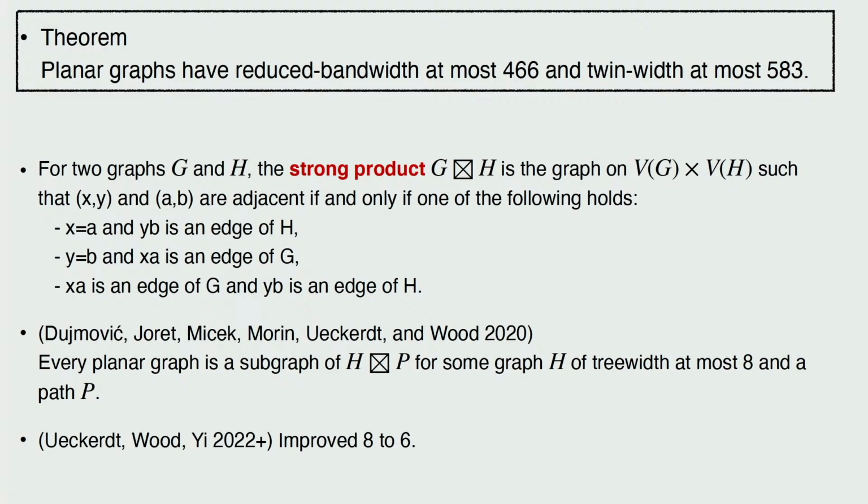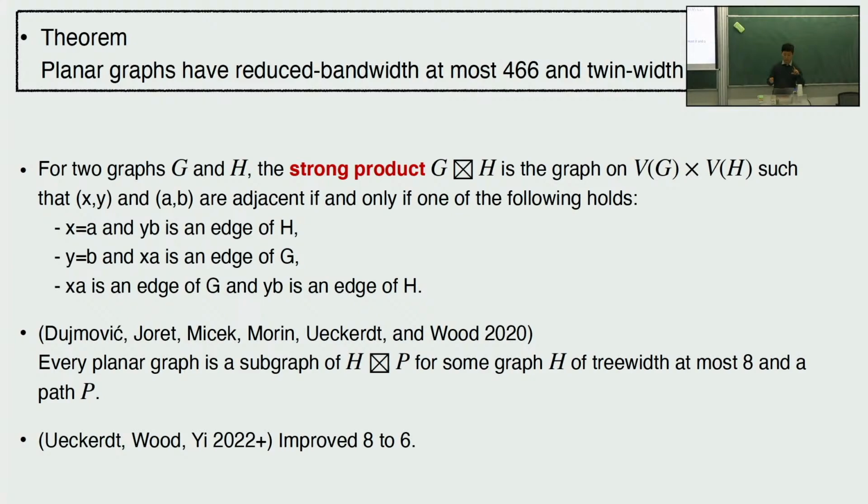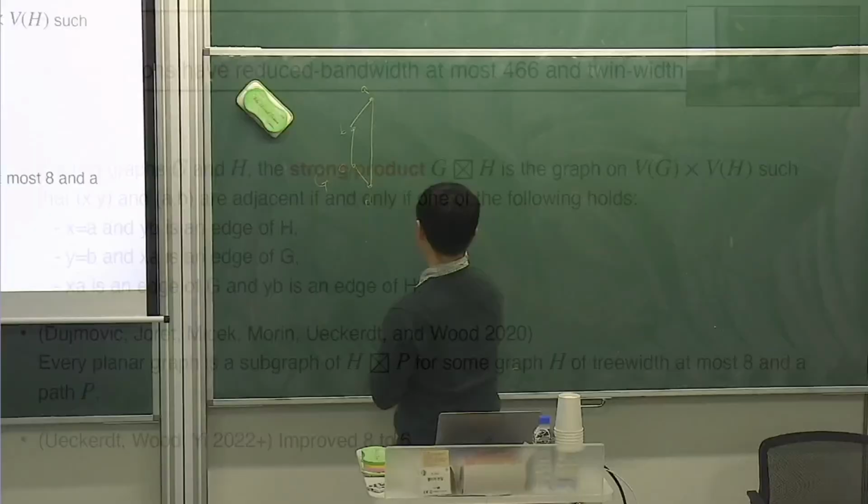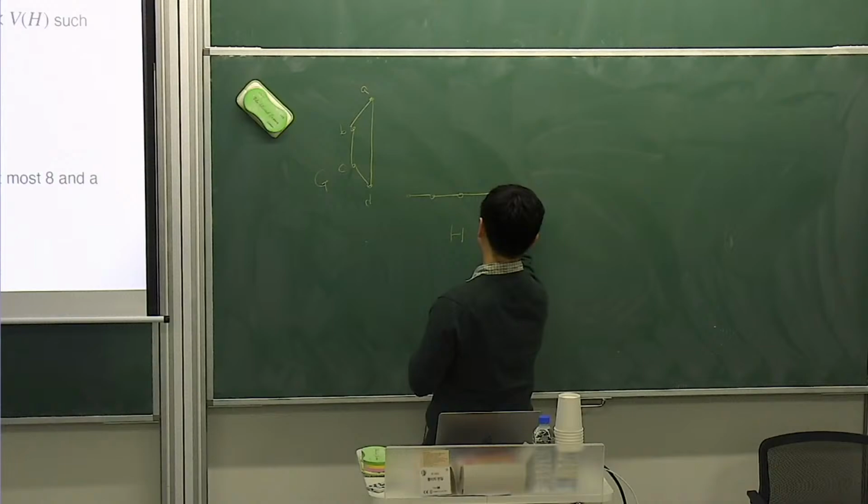We say that for two graphs G and H, the strong product of G and H is the graph on the product set such that two vertices are adjacent if and only if either the first coordinates x and a are the same and y and b are adjacent, or y and b are the same and x and a are adjacent, or both are adjacent. Maybe I can give some example, for instance A, B, C, D, and maybe this is G, and H is this. Then in the product you have 20 vertices.